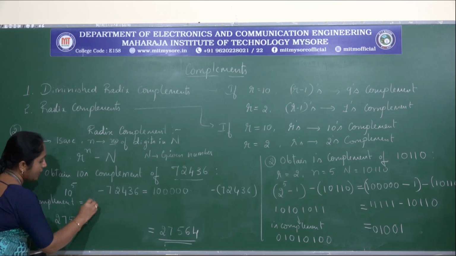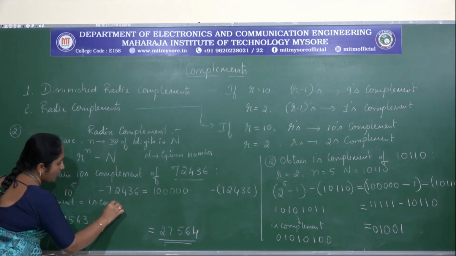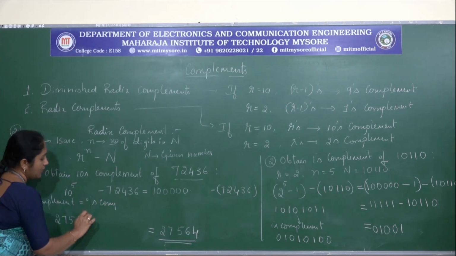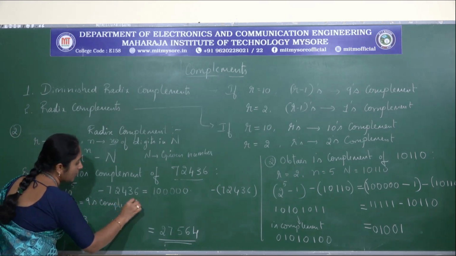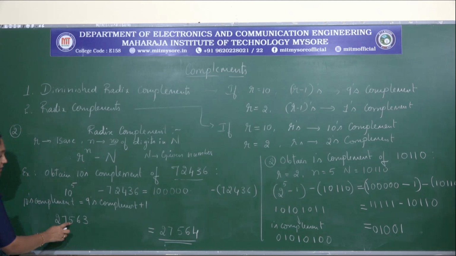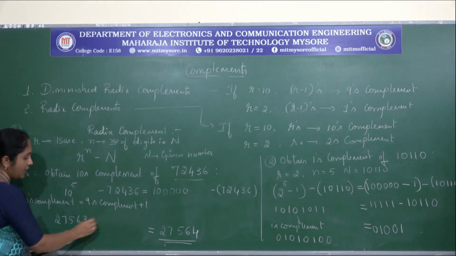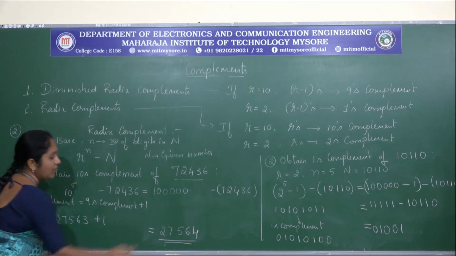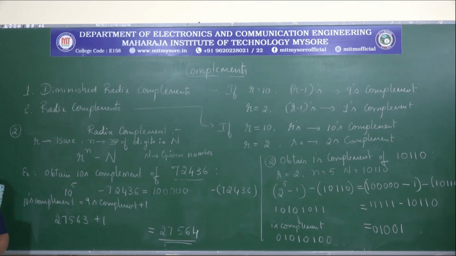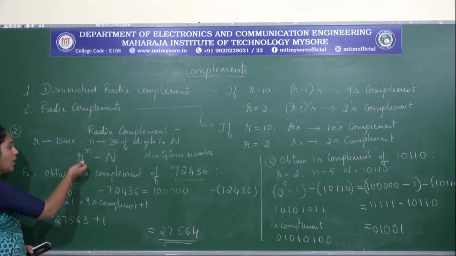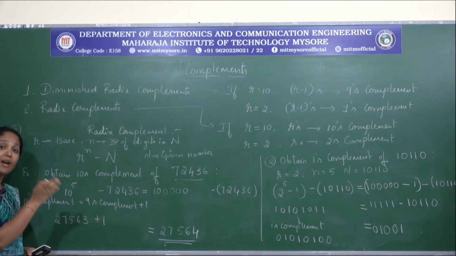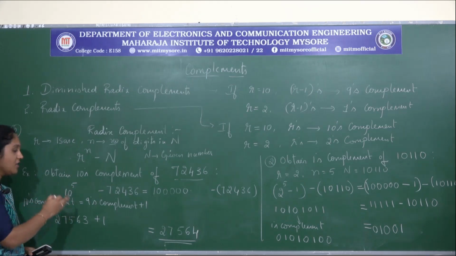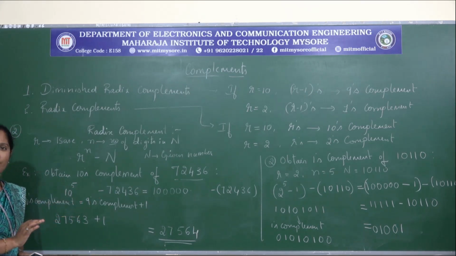Therefore, the 2's complement in the binary case, and the 10's complement in the decimal case, can be realized as the 10's complement equals the 9's complement plus 1. This is the 9's complement we have; the 9's complement plus 1 will give you the 10's complement. Very simple. Or you can use the procedure 10 to the power 5 minus n, r to the power n minus n. Using that also you can obtain it. Or if you have already obtained the 9's complement, then you can just add 1.